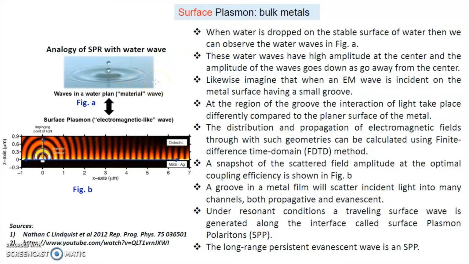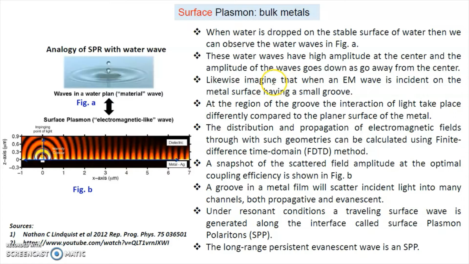These water waves have high amplitude at the center. Can you see? It has a high amplitude at the center, and as you go away from the center, its amplitude goes down. So these water waves have high amplitude at the center, and the amplitude of the waves goes down as we go away from the center. That you can observe here. So you have to imagine something similar in the case of surface plasmons.